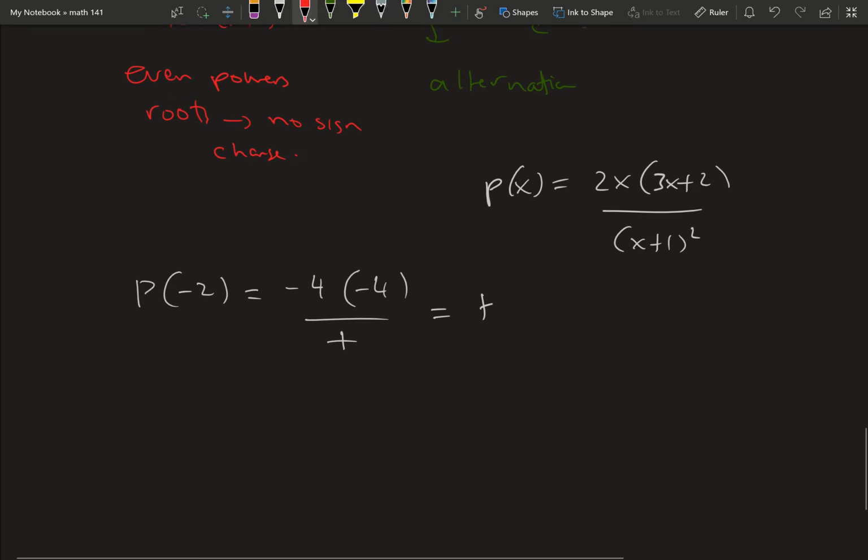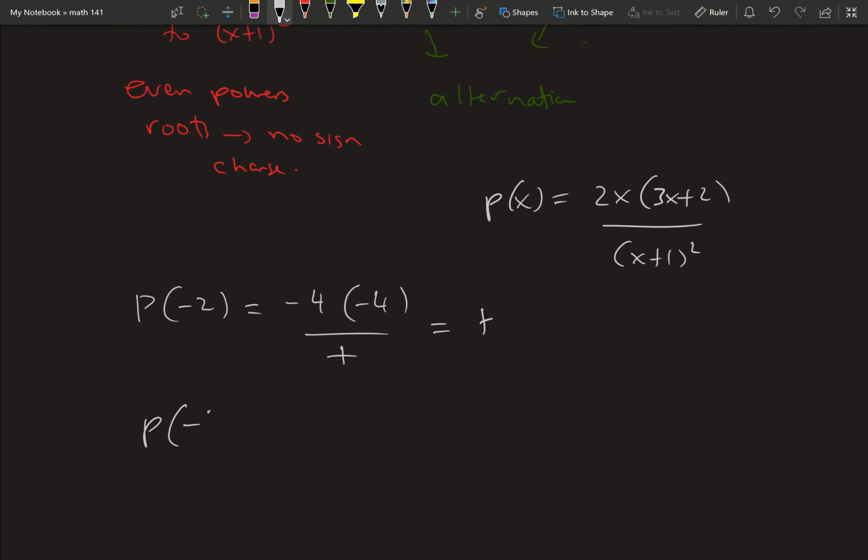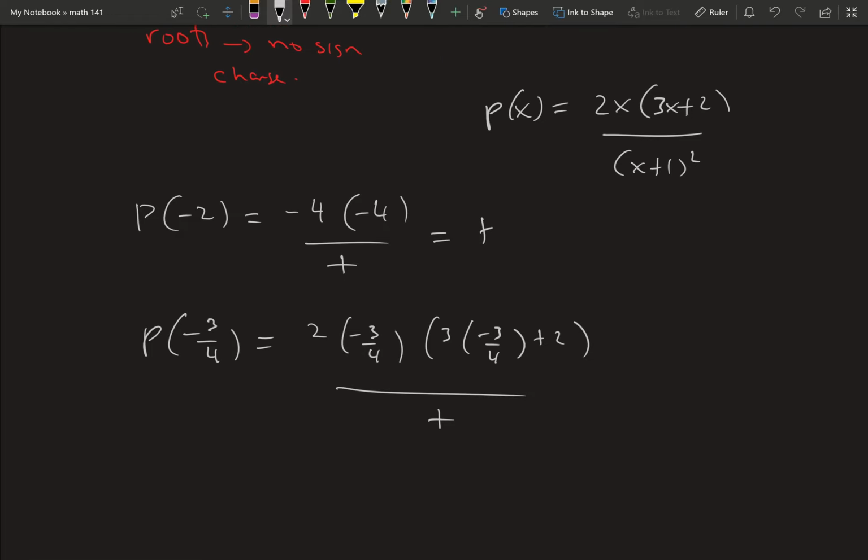Let's do that explicitly. Let's compute p of negative 3/4. Yeah, negative 3/4. What would we get? We would get 2 times negative 3/4 times 3 times negative 3/4 plus 2, divided by, again, a positive term because we have a square there. Doesn't matter what you square, you're going to have a positive term there.